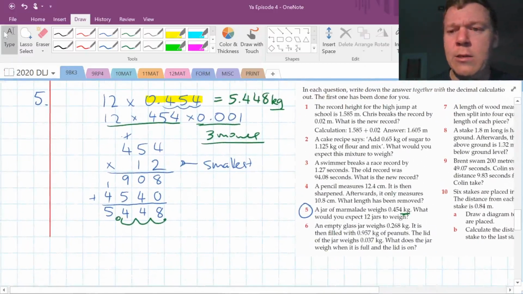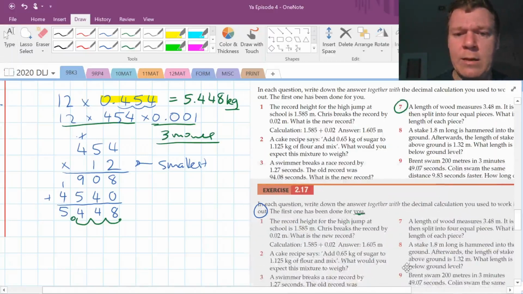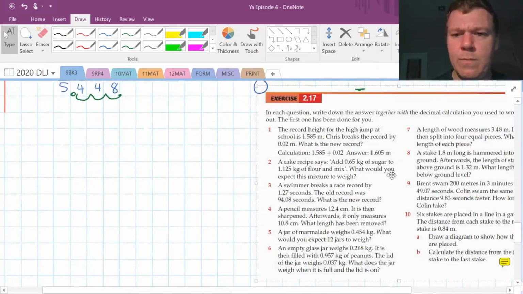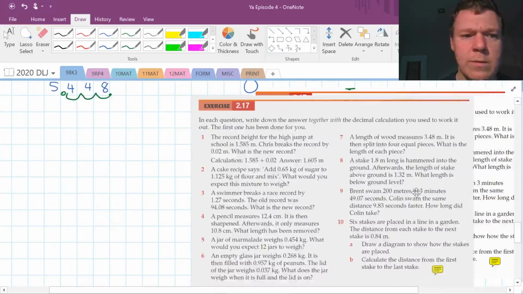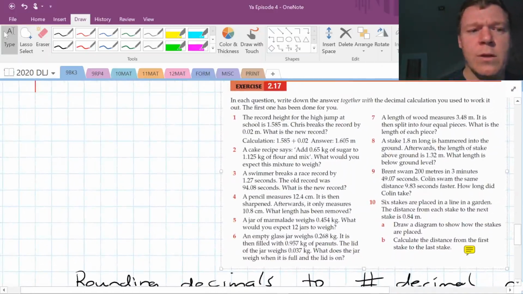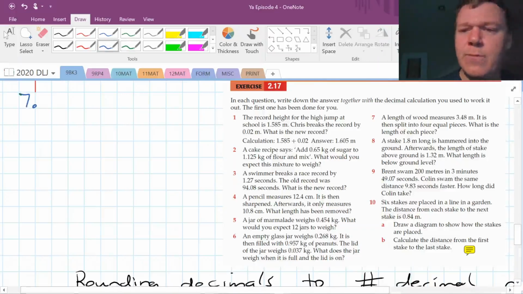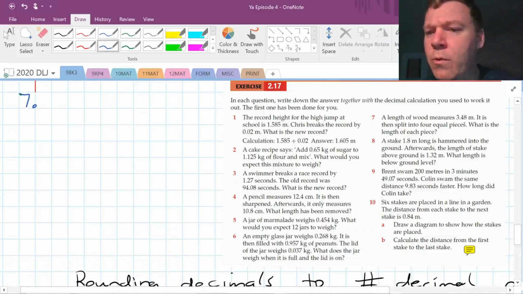Alright, last one we will do is this block of wood one. Drag that down a little bit. This might be a bit squeezed so that I can get everything on, but we'll make do. Okay, question 7. A length of wood measures 3.48 meters. It is then split into 4 equal pieces. What is the length of each piece?